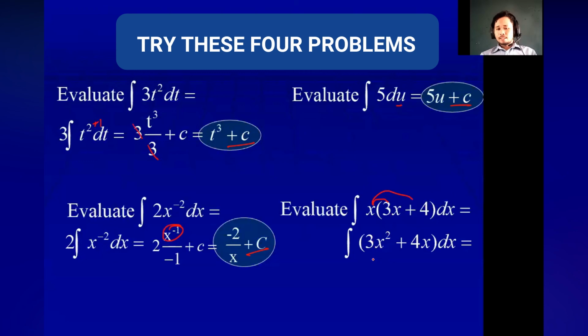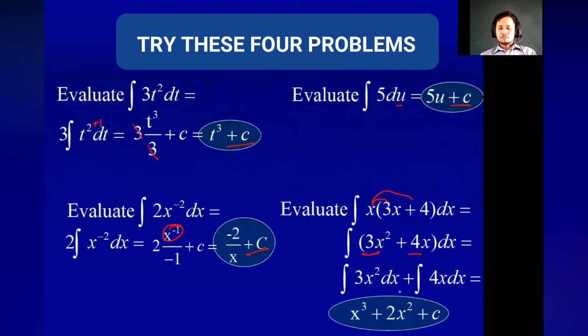And then by sum and difference rule for integration, we're going to integrate this one and this one. So we have the antiderivative of 3x squared dx plus the antiderivative of 4x dx. So the answer is, we apply here the constant multiple rule as well as here. So we have x cubed plus 2x squared plus c as our final answer.